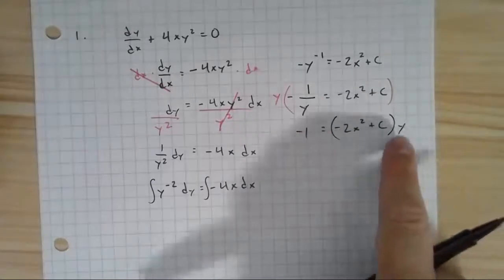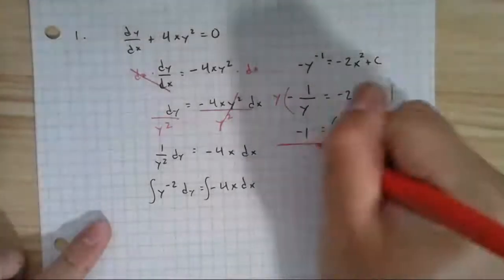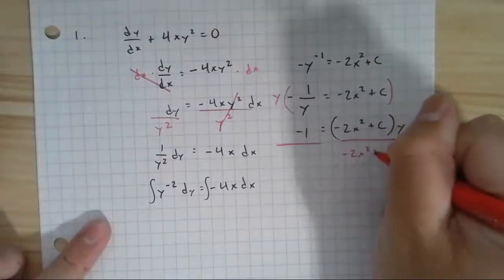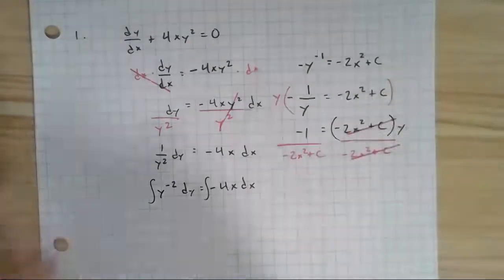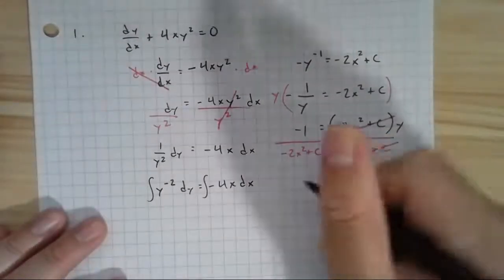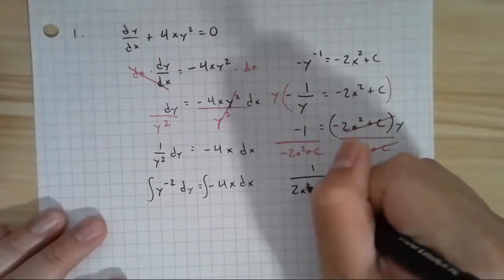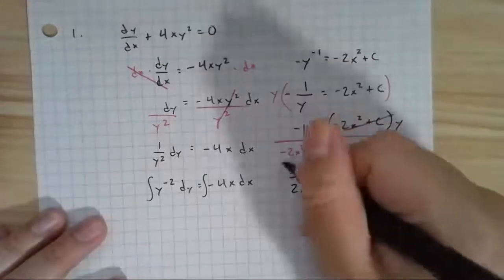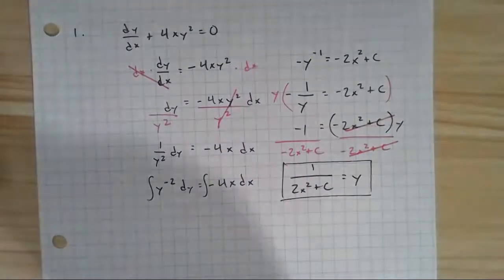Okay, now I can divide both sides by this whole thing in the parentheses. So those will cancel. And so then my answer will be y is equal to, I got negative over negative, that'll turn positive, so 2x squared plus c. Okay, that'll be my answer. That'll be the general solution.